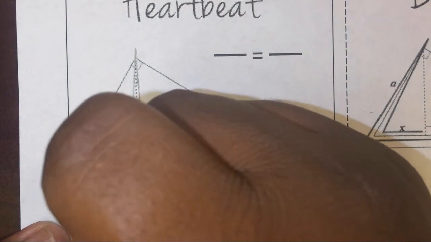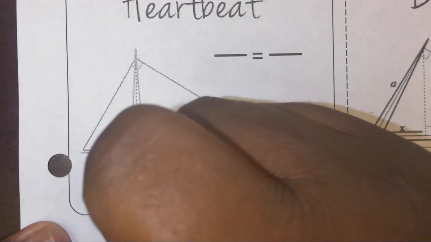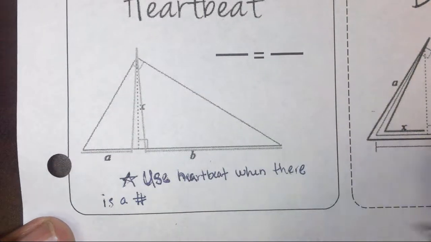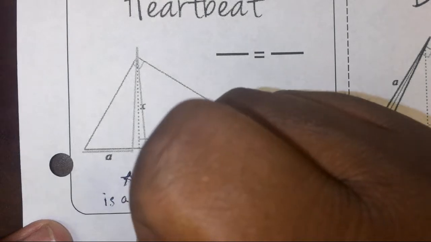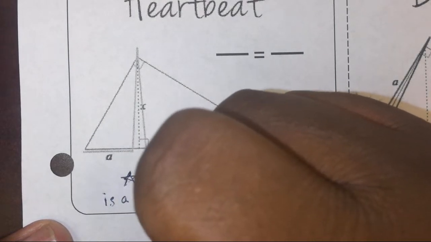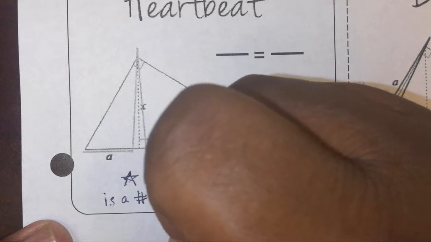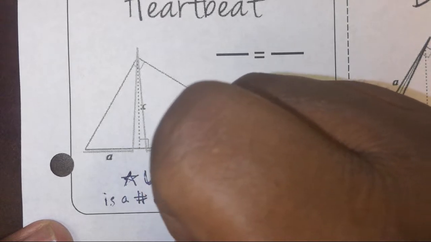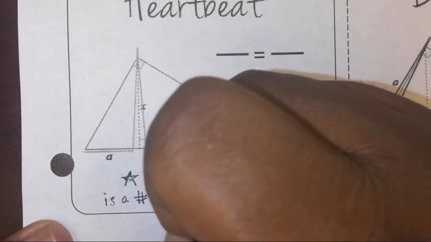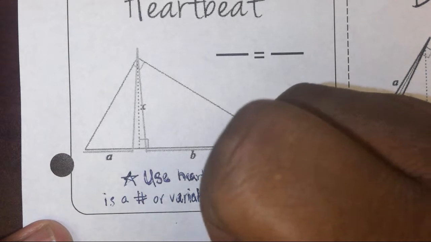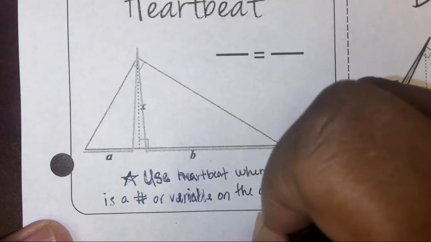There is a number. Let me put the number tag. Or variable. This is making me mad right now. This word that I can't write is variable on the altitude.